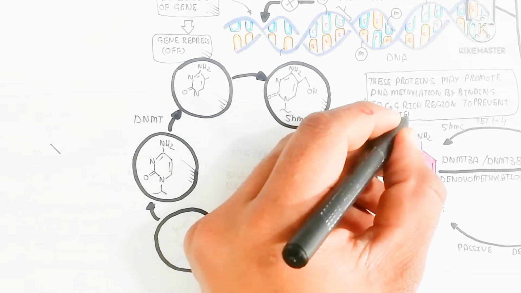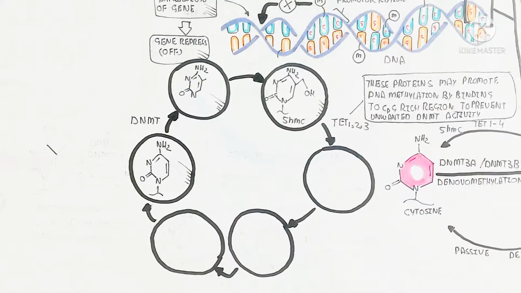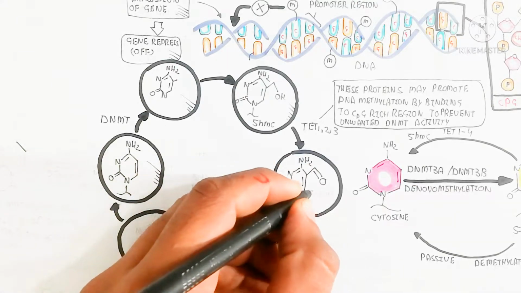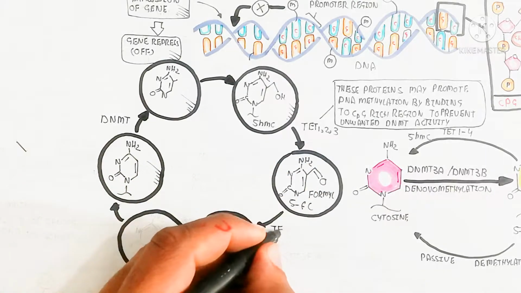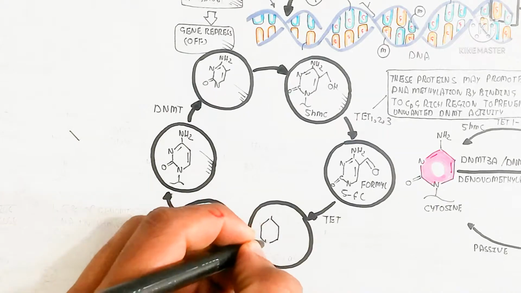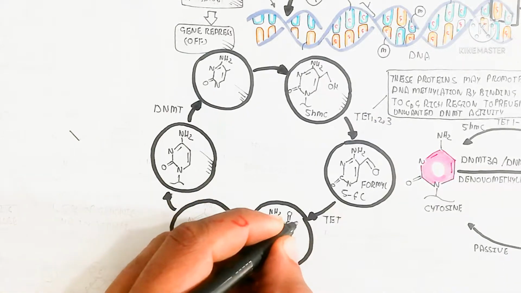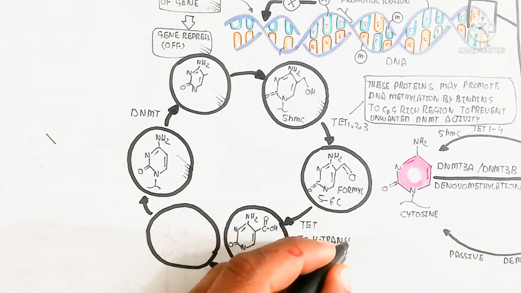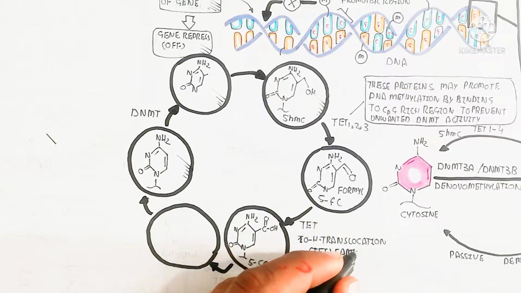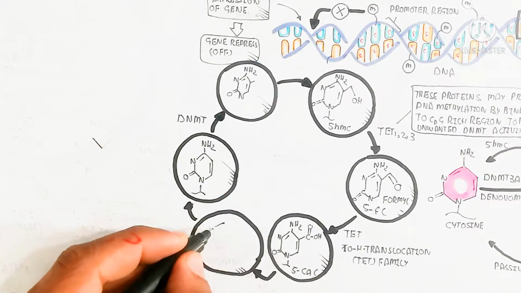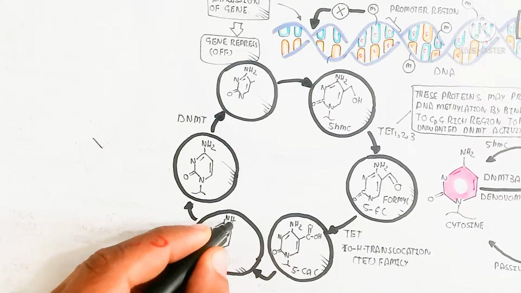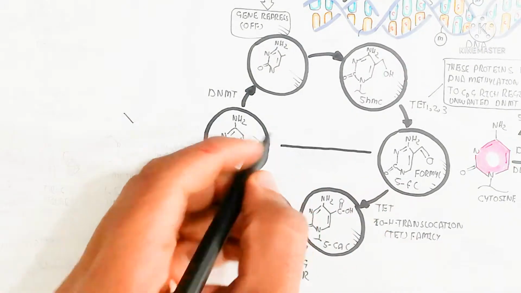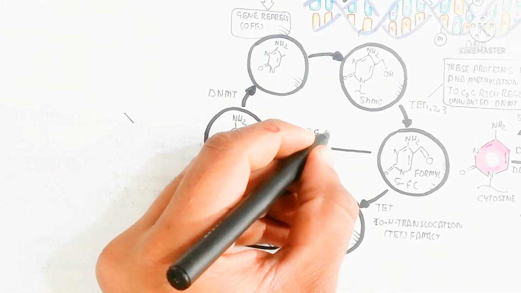TET 1, 2, 3, these proteins may promote DNA methylation by binding to CpG rich regions to prevent unwanted DNMT activity. So the unwanted DNA methylation will be inhibited. While here a different type of TET will bind to form 5-formyl cytosine. This 5-formyl cytosine becomes a 5-carboxyl cytosine, and this TET is used again, and TDG and BER are used to produce the cytosine.